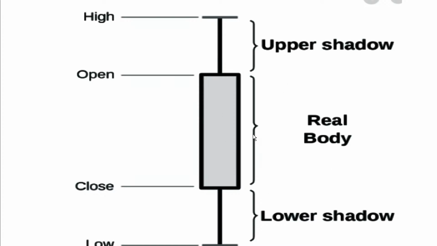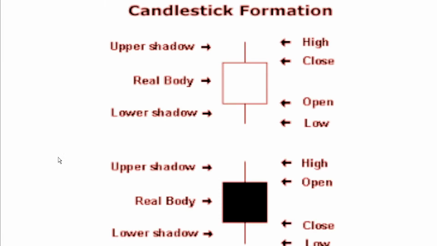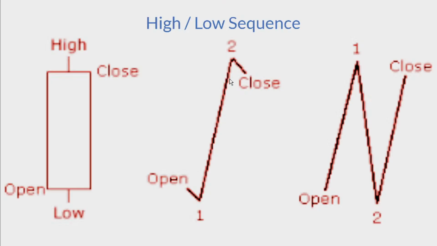So we've got the real body, the inner body, the upper shadow or the upper wick, the lower shadow or lower wick. There are a few different types of terminologies for it, but generally speaking, inner body and candle wick at the top. So candlestick formation. So this is another example here. As we can see, they're just larger inner bodies or real bodies.